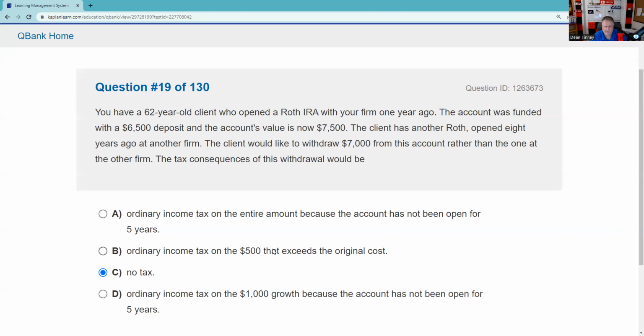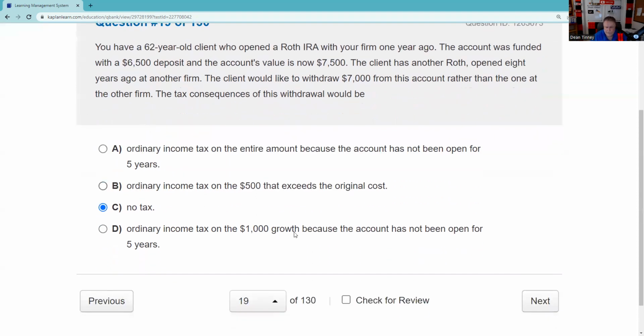Roths are going to be on your test. I don't think you're going to see something this complicated. I think what you're going to get asked about is not this question, but rather knowing there's no RMD, no required minimum distributions.